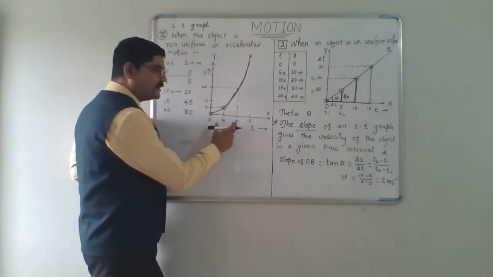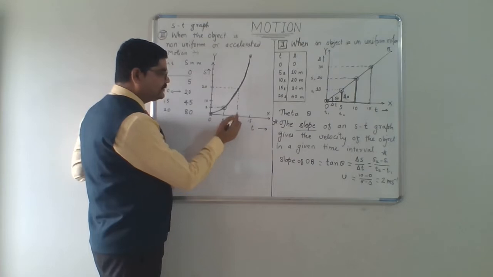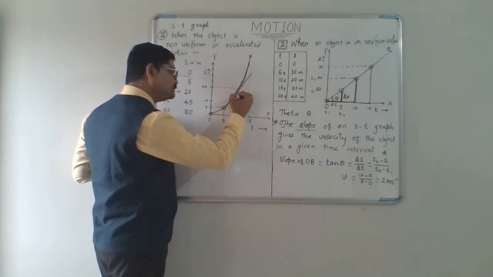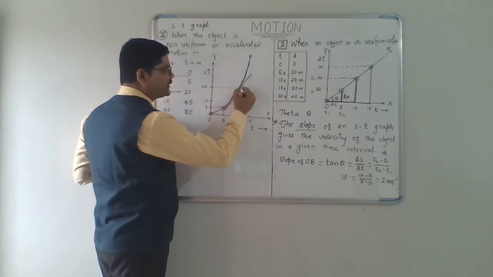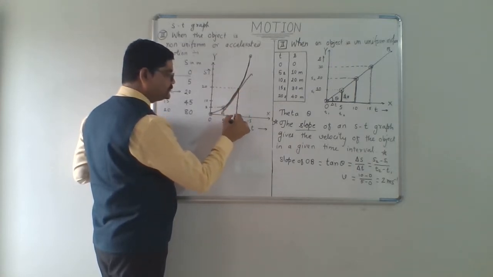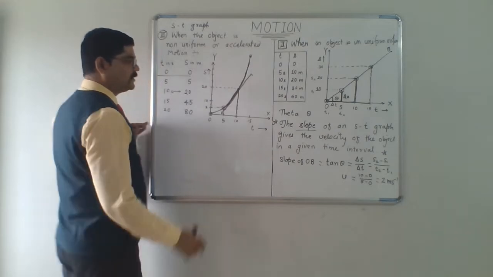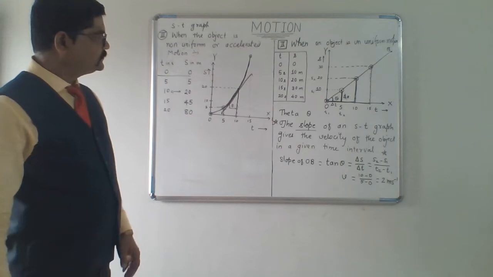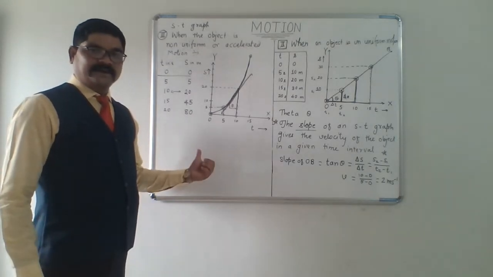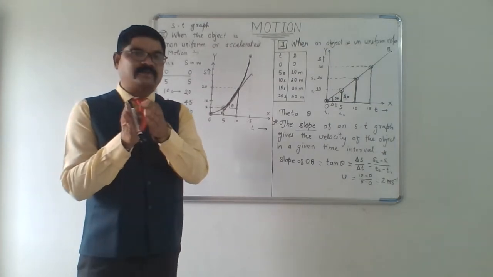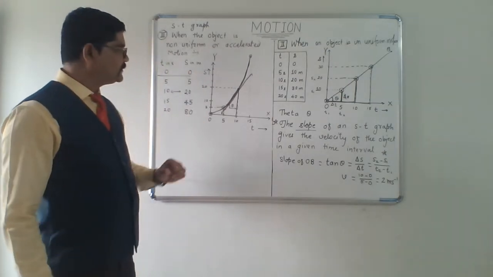Suppose we want to calculate the velocity in this particular interval of time, then it can be found by drawing a tangent here. Draw a tangent and find out the slope of this tangent. This is the angle theta. Clearly, in this case, we will need to find out the velocity of the object in small intervals.